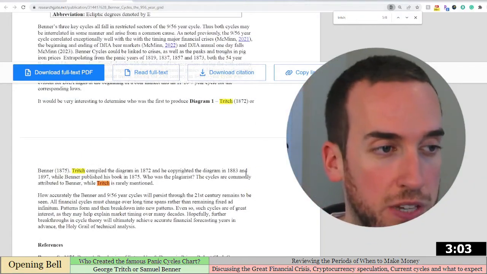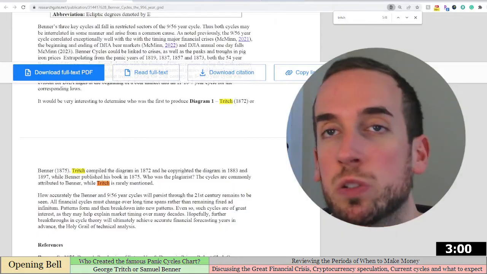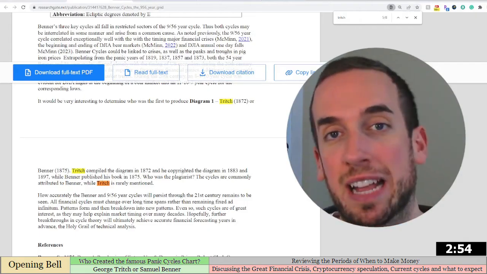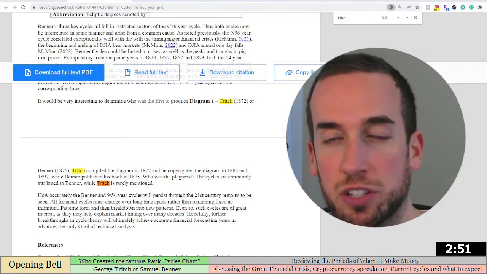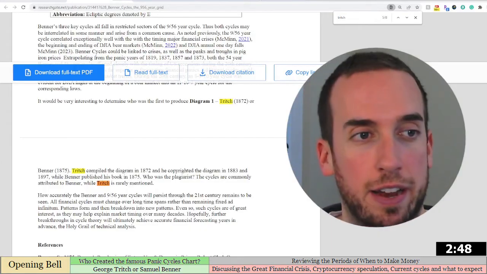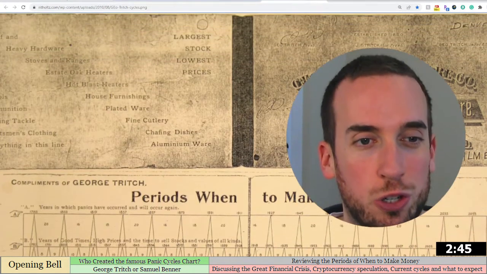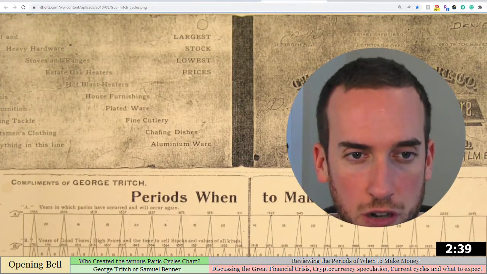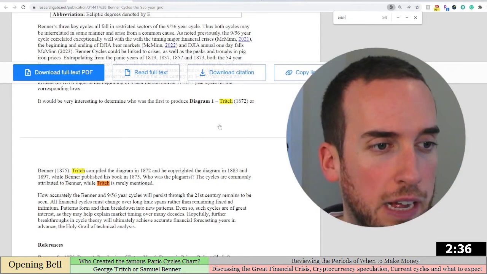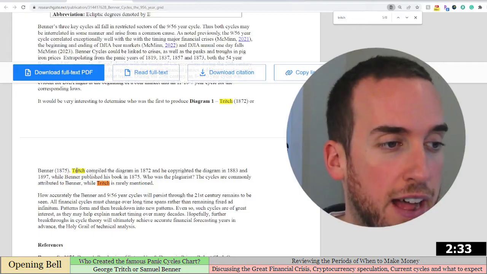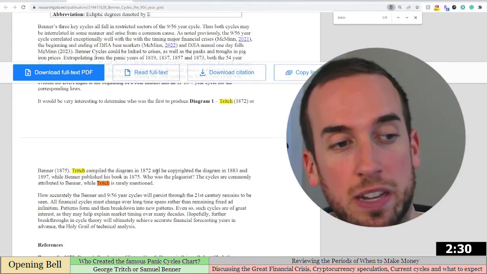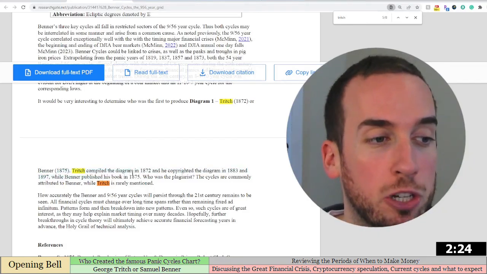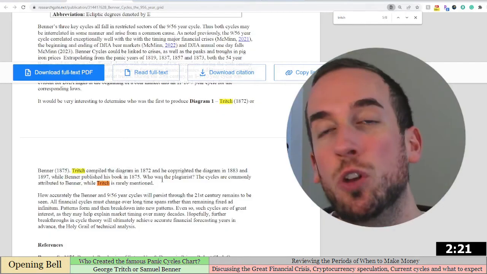this author calls that out, saying it would be very interesting to determine who was the first to produce the diagram one. Tritch, 1872, or Benner, 1875. I think we have our answer. So that diagram was created on the business card of George Tritch's hardware company. It looks like GEO Tritch Hardware Company in 1872. Tritch compiled the diagram in 1872 and he copyrighted the diagram in 1883 and 1897. While Benner published his book in 1875, who was a plagiarist?